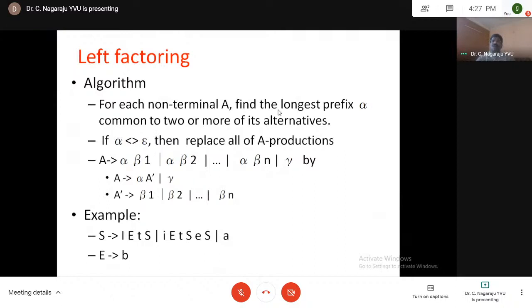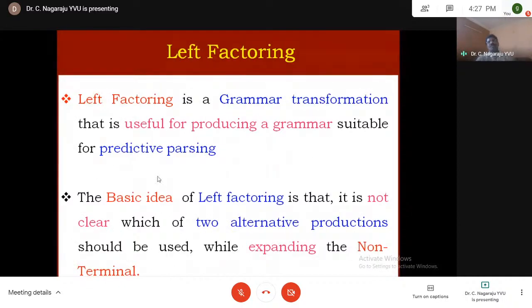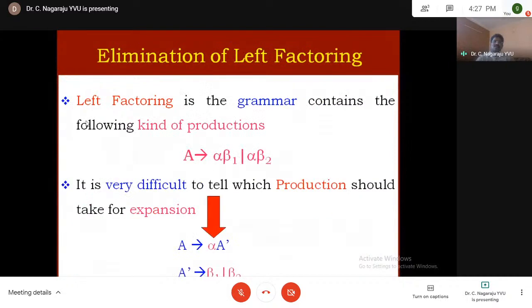For example, the longest prefix here is 1, 2, 3, 4. These four are the same, and here also 1, 2, 3, 4 are the same. The length of this prefix is 4, and extra we have else S or A. Suppose you take this as the grammar, then we can consider the left factoring of this. So how do we eliminate the left factoring? Left factoring is a grammar that is already there, so the same thing applies: elimination of left factoring.